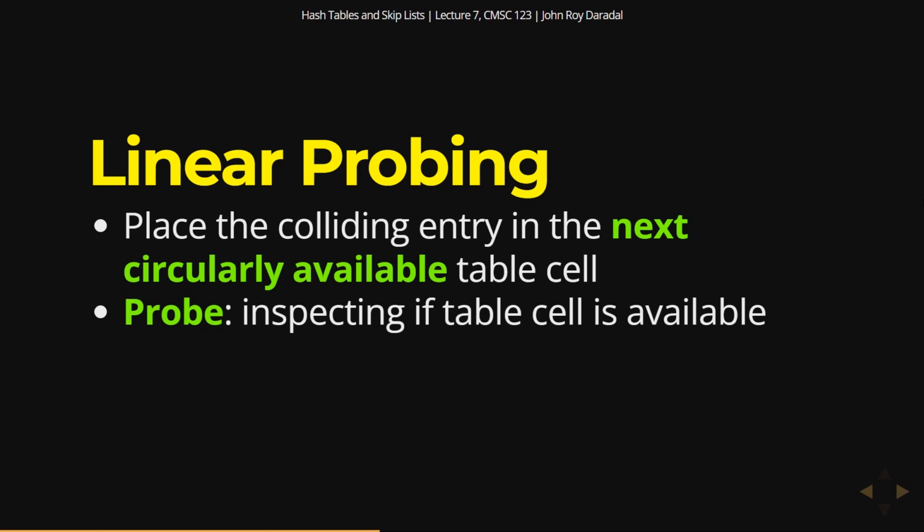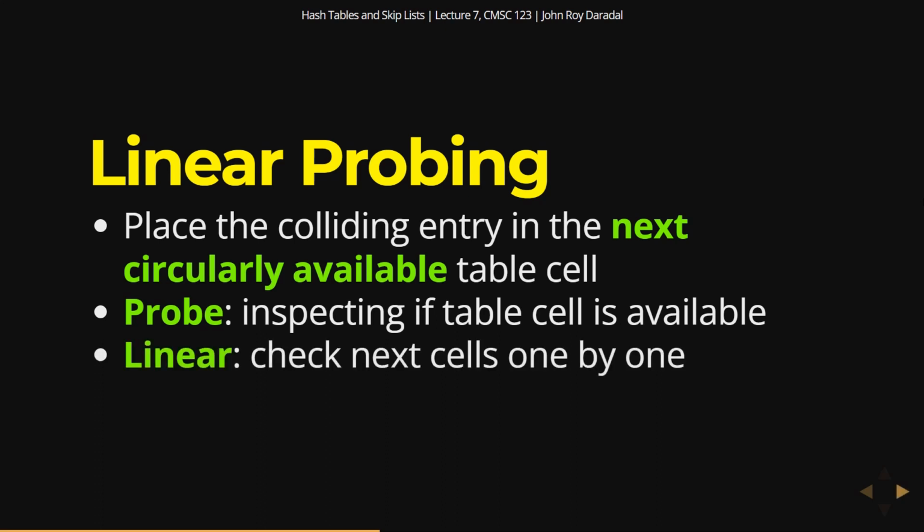Now, what is the linear part? For linear, this just means that we need to check the next cells one by one. Because later on we'll see that other open addressing techniques could skip to other cells and they don't check it one by one. So in linear probing, you have to check the next cell, then the next cell, and then the next cell, and then you need to wrap around if necessary if you still haven't found an empty cell yet. Okay, that's the basic idea for linear probing.